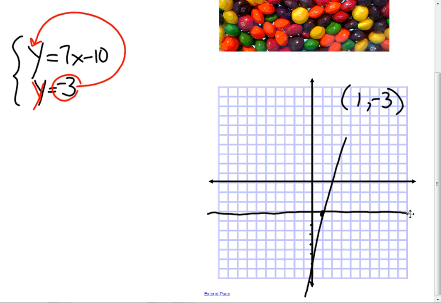Okay, Jake? So what is this going to be? In place of y, I'm going to put what? What am I going to put in for y? Jake? Negative 3 equals 7x minus 10. Can you solve that for x?